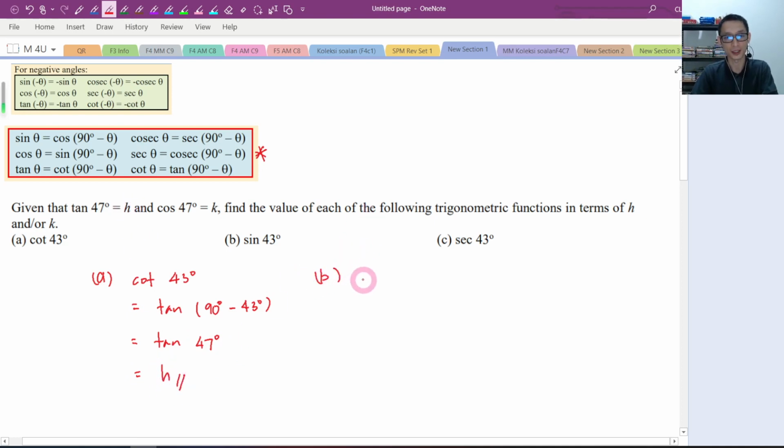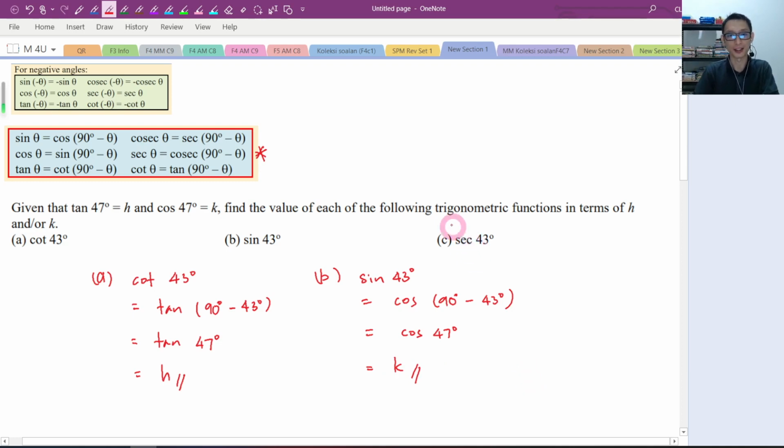So how about part B? Sine 43 degrees. Again, this is 43 degrees, not 47 degrees. But we can change to 47 degrees by changing this sine to cosine, 90 degrees minus 43 degrees. So sine theta is equal to cosine of 90 degrees minus theta. So this is cosine 47 degrees. Do we have cosine 47 degrees? Yes, which is equal to k.